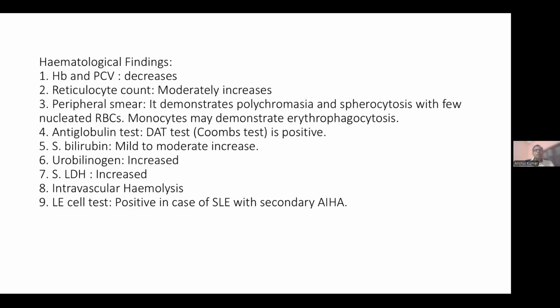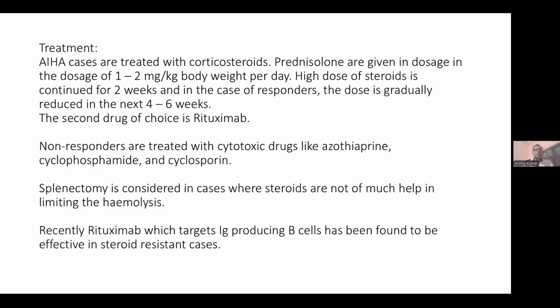Now, what is the principle of management? How can we manage it? Most of the AIHA cases are treated with corticosteroids, and here prednisolone is given in a dosage of 1 to 2 mg per kg body weight per day. High doses of steroids are continued for 2 weeks, and in the case of responders, the dose is gradually reduced over the next 4 to 6 weeks.